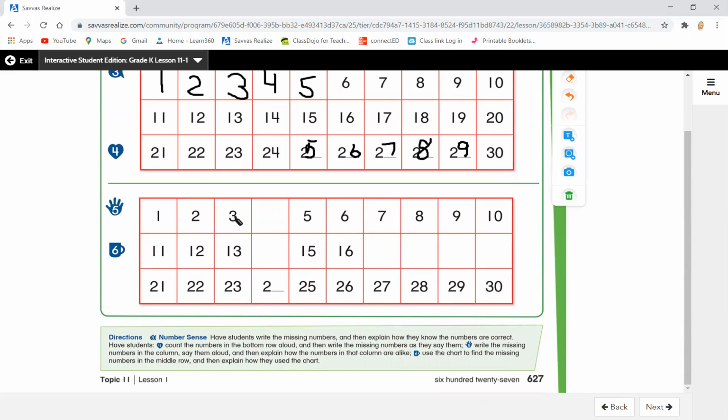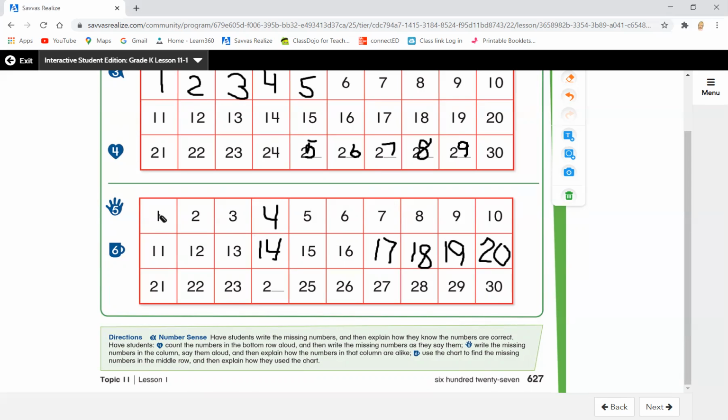1, 2, 3, 4, 5, 6, 7, 8, 9, 10, 11, 12, 13, 14, 15, 16, 17, 18. What comes next? 19. And our last missing number is 20. And we can always go back and look.